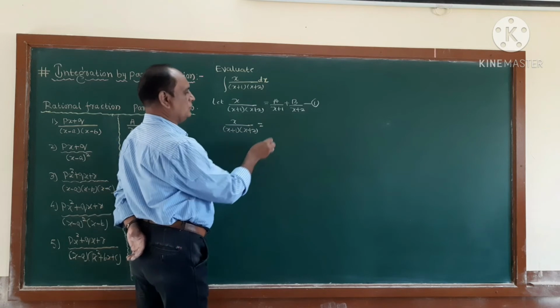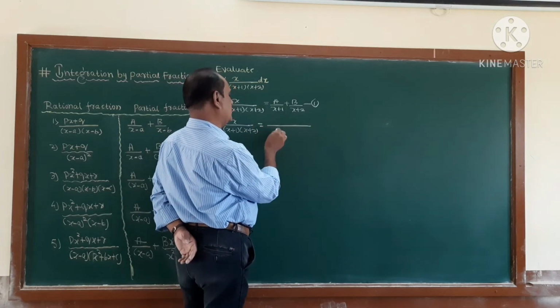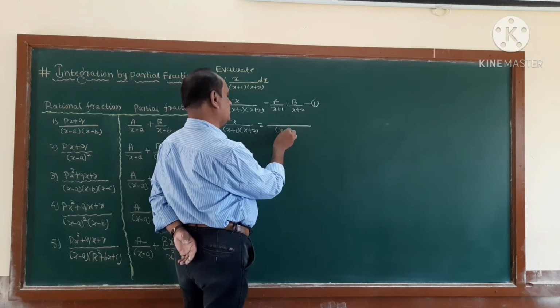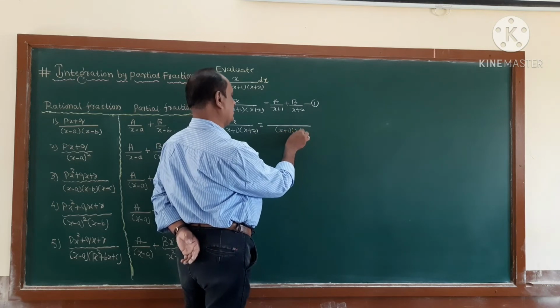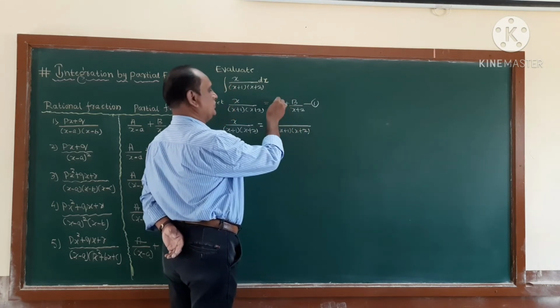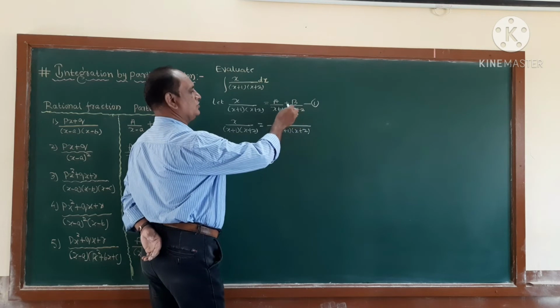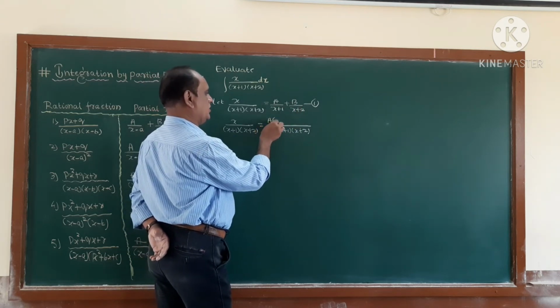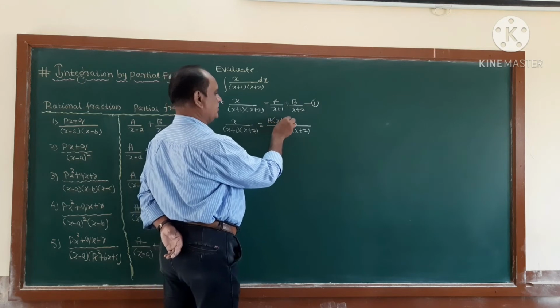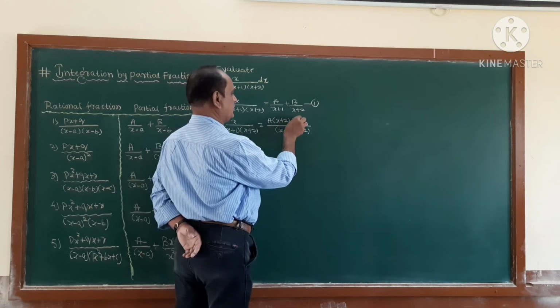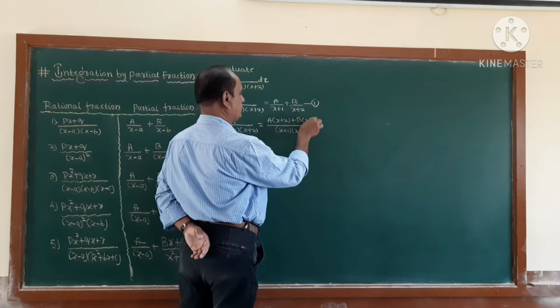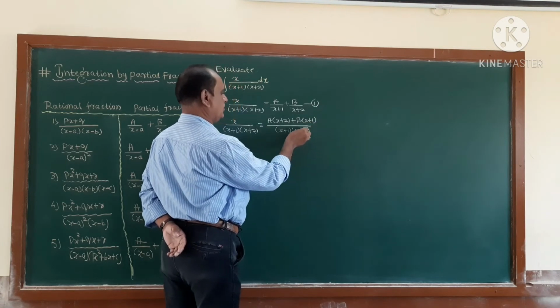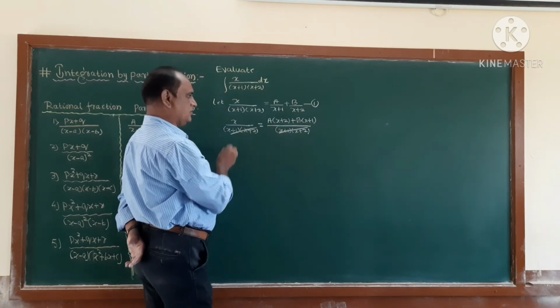So this is equal to, taking out the LCM, x plus 1 and x plus 2. So A is multiplied by x plus 2, and B is multiplied by x plus 1. Okay, so A in the bracket x plus 2, plus B in the bracket x plus 1. On the left side, the denominator will cancel.